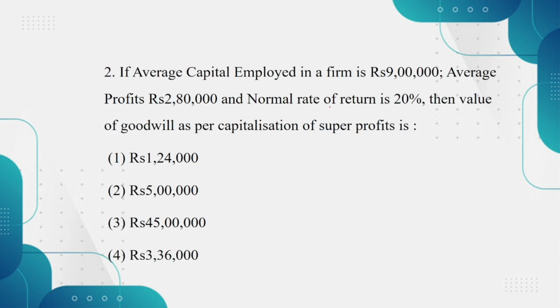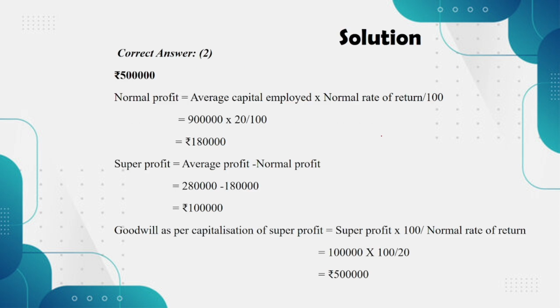Second question, average capital employed of the firm is 9 lakh and average profit of the firm is 2 lakh 80,000. Normal rate of return is 20%. They are asking about the value of goodwill as per the capitalization of super profit method. So we have to do these calculations. First of all, we find the normal profit: 9 lakh into 20 by 100, 1 lakh 80,000. We can find the super profit using average profit minus normal profit. So 2 lakh 80,000 minus 1 lakh 80,000, we get 1 lakh. And goodwill will be 1 lakh into 100 by 20 because it is capitalization of super profit. So the answer is number 2, 5 lakh.